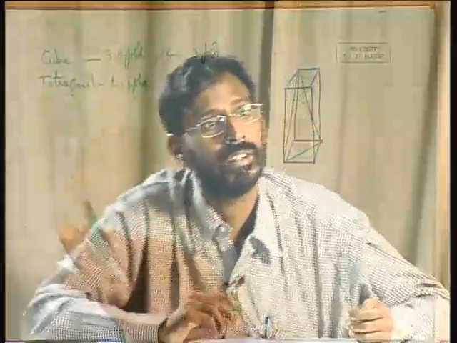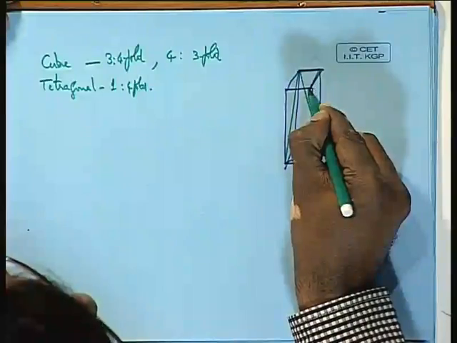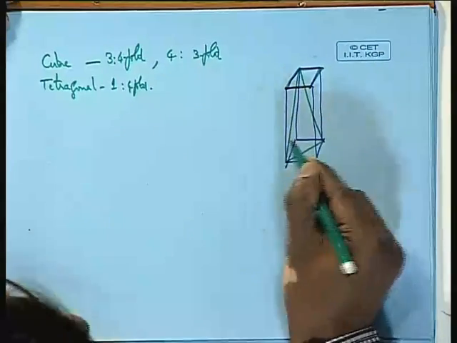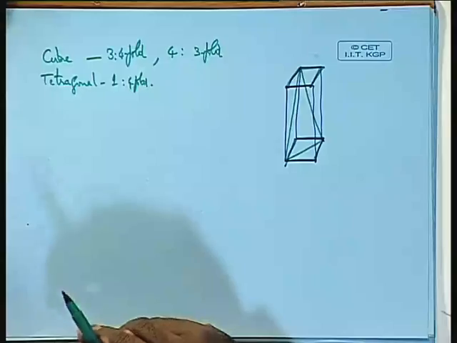We talked about three 4-fold axes and four 3-fold axes in a cubic system, and if you come to a tetragonal, there is only one 4-fold axis. As I told you, the only plane which has a 4-fold axis is the top and the bottom. What will be the indices of the 4-fold axis in a tetragonal? 0 0 1. So that is the only thing which has a 4-fold symmetry.